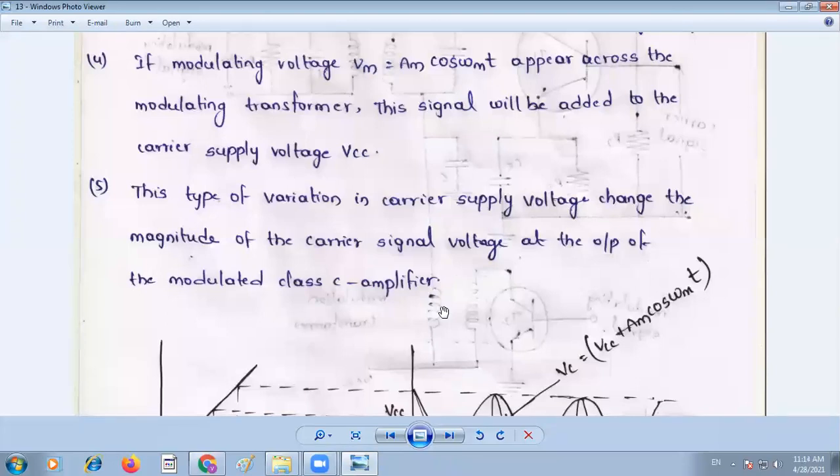The modulation transformer output varies the carrier signal at the power amplifier. The power amplifier produces a carrier voltage. Now that carrier voltage is varied by using this modulating transformer output. Based on the modulating transformer output, the carrier voltage changes. When the voltage is changing, that is amplitude modulation. Voltage changes, then amplitude modulation.